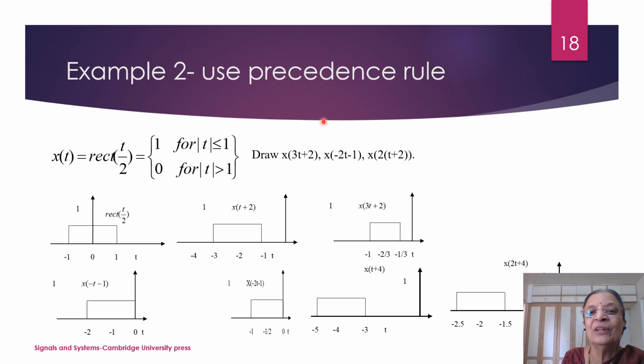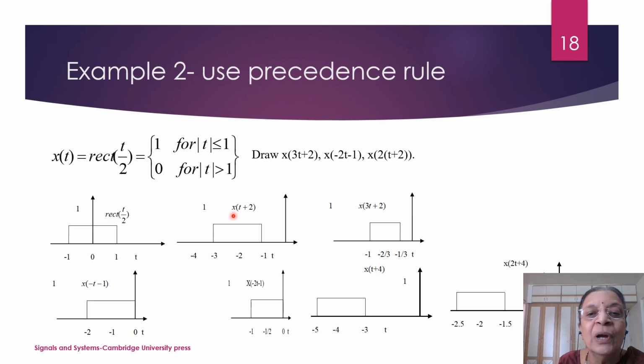Now the second example using the precedence rule. Here this rect function is specified and you are supposed to draw x of 3t plus 2, x of 2t minus 1, x of 2 into t plus 2. Okay. So this is a rect function that is plotted between minus 1 to plus 1.